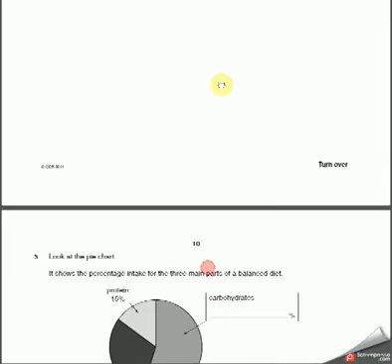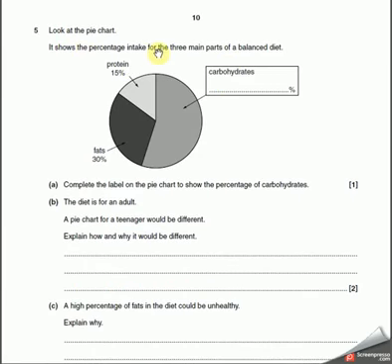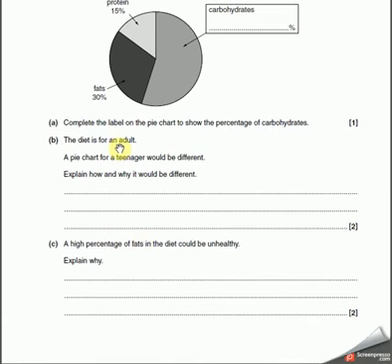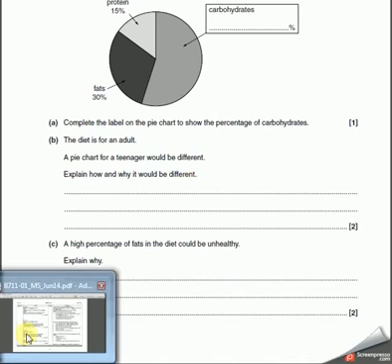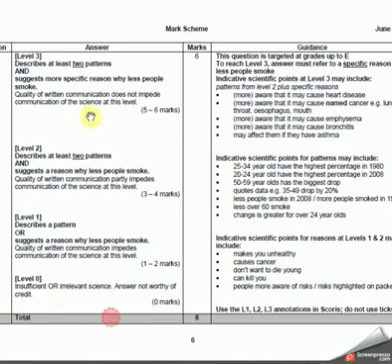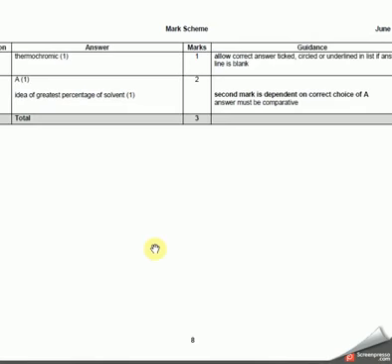Okay, so look at the pie chart. It shows the percentage intake of 3 main parts of a balanced diet. Carbohydrates, obviously 30%, and 15% makes 45%, so the remaining bit must be 55%, because pie charts always add up to 100. The diet is that of an adult. The pie chart for a teenager would be different. Explain why it would be different. I'd imagine it's something to do with protein, that they need more protein, or their diet could be a bit more unhealthy.